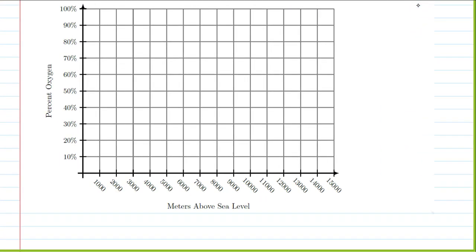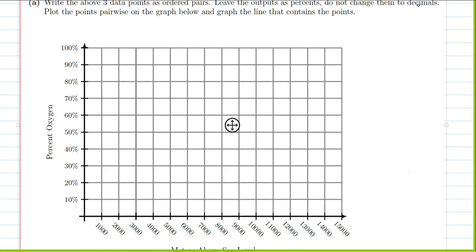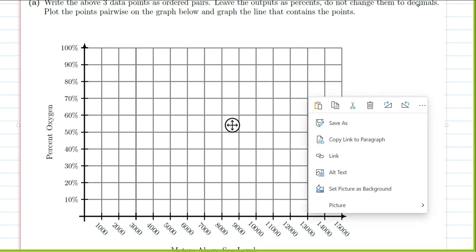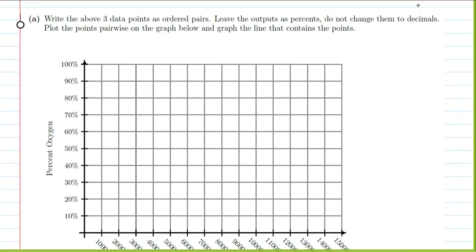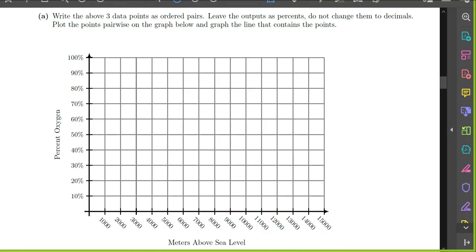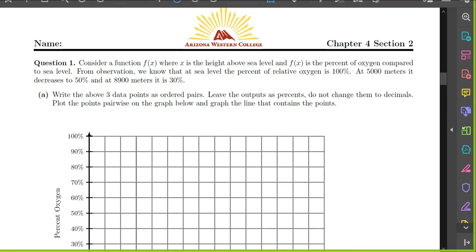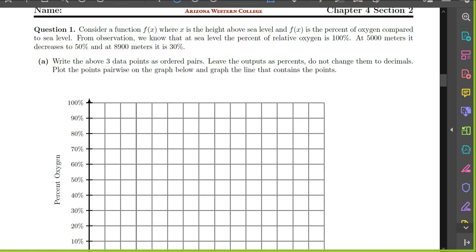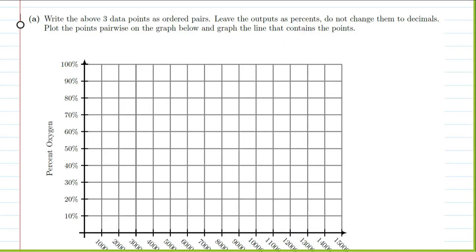All right, so our first ordered pair is actually the trickiest one. Our first ordered pair says at sea level, we have 100% of our relative oxygen. So what is the altitude at sea level? Well, it would be 0 meters, and we would have our output as 100%.